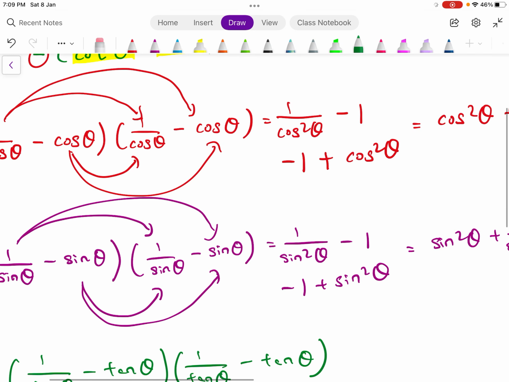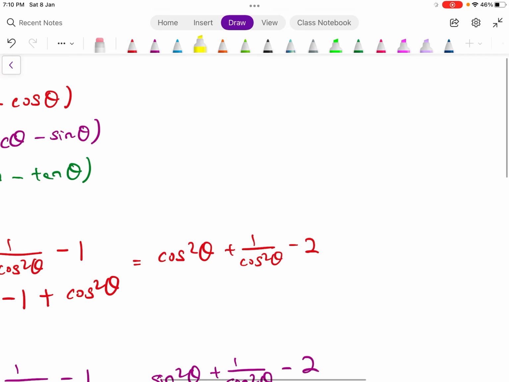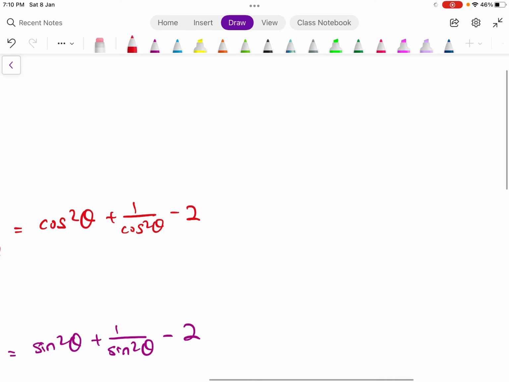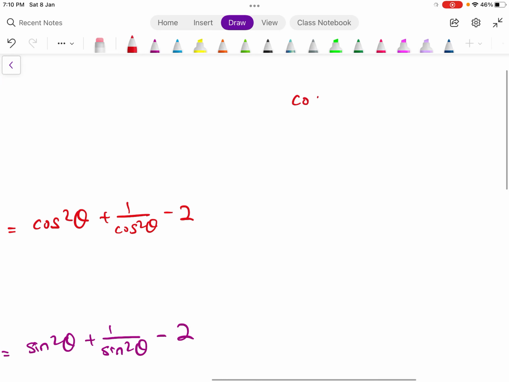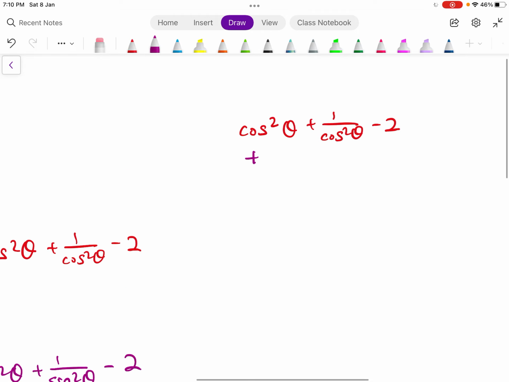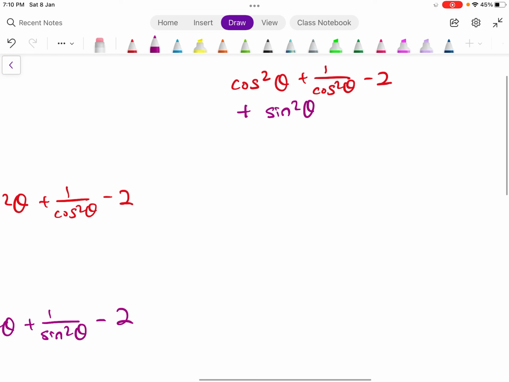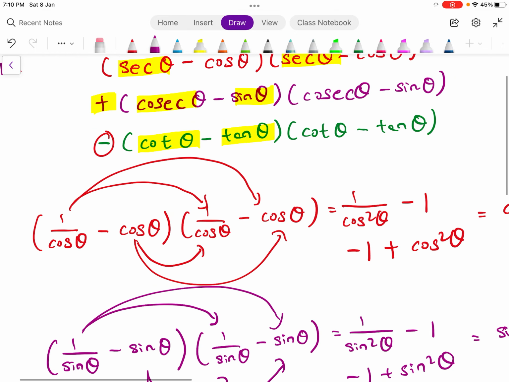I put them together. Just take note of the sign, because the sign makes a big difference. The first is cosine square theta plus 1 over cosine square theta minus 2. Then the second part is plus sine square theta plus 1 over sine square theta, minus 2. Then the last part needs care because of this minus sign.